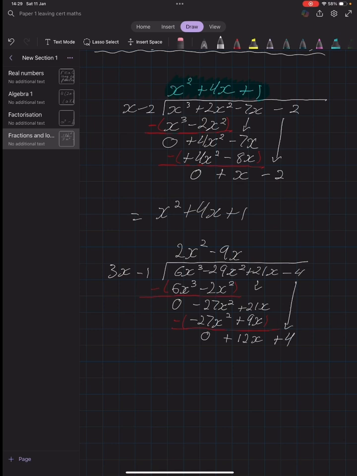12x divided by 3x is going to be plus 4. Plus 4 multiplied by 3x is going to be plus 12x. Plus 4 multiplied by minus... Sorry, I made a mistake there. This should be minus 4. Because up here, we have minus 4. And therefore here we also have minus 4. Okay, so sorry about that. So plus 4 multiplied by minus 1 is minus 4. And then if I minus these off each other, I get 0 and 0. And therefore this is the answer. Okay?